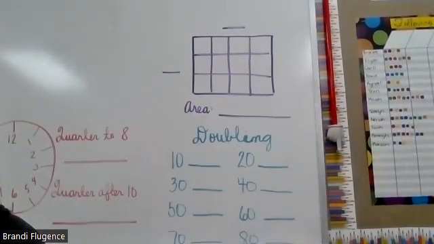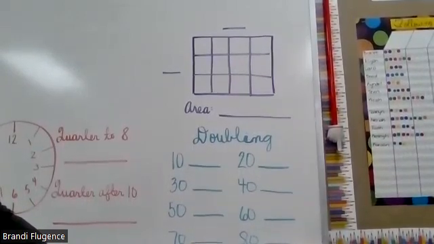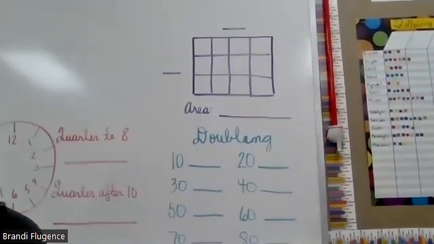2 times 0 equals 0. 4 times 7 equals 28. 3 times 1 equals 3.